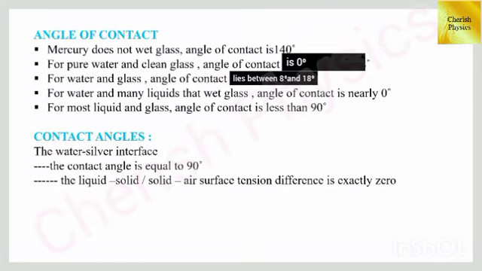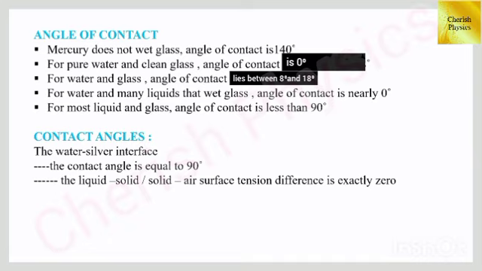The angle of contact of mercury is nearly 140 degree. For pure water and clean glass, the angle of contact is 0 degree. For water and many liquids that wet glass, the angle of contact is nearly 0 degree. For water and glass, the angle of contact lies between 8 degree and 18 degree. For most liquid and glass, the angle of contact is less than 90 degree.